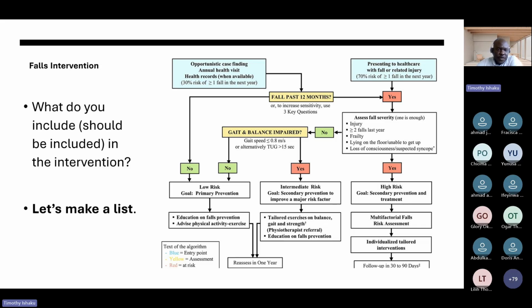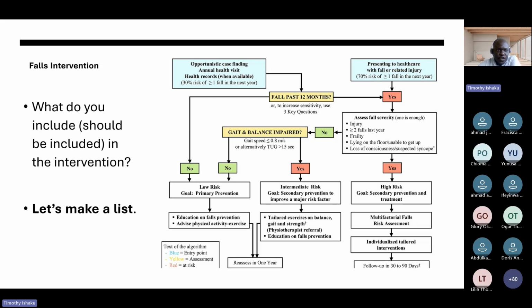So, falls intervention. Coming back to the picture, earlier on we talked about two points at which patients, based on the flow chart, will come in contact. One is that they have fallen and they come to us, or maybe they are worried about falling. The second is the incidental findings, where we do a normal health review and come across patients who have problems with falls, and then we review them.